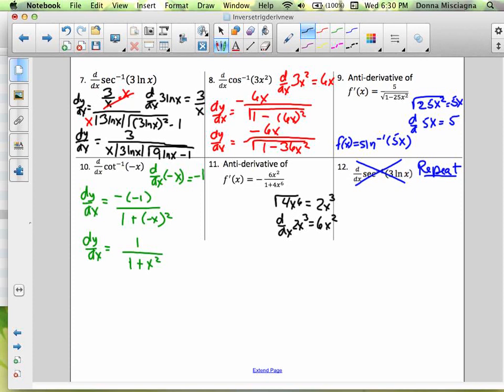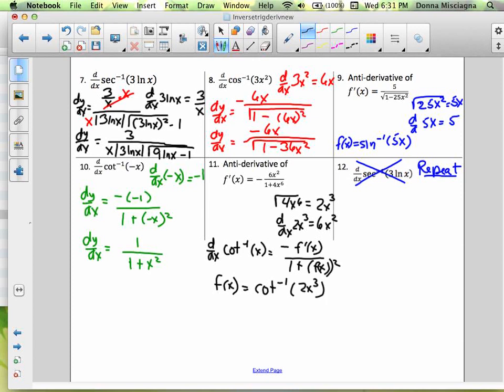for the derivative of arc cotangent, which is negative f prime of x over 1 plus f of x all squared. So the function who has that as a derivative is f of x equals arc cotangent of 2x cubed.